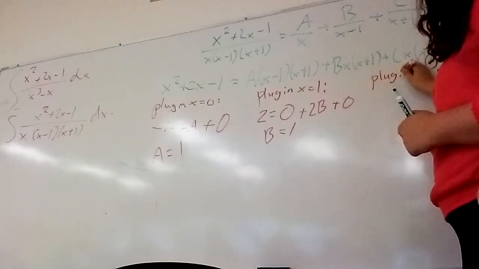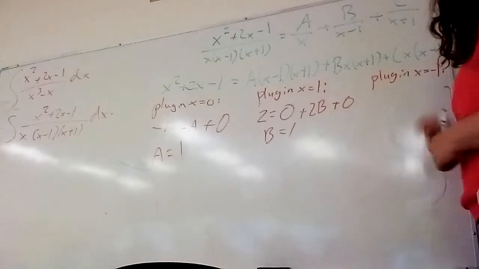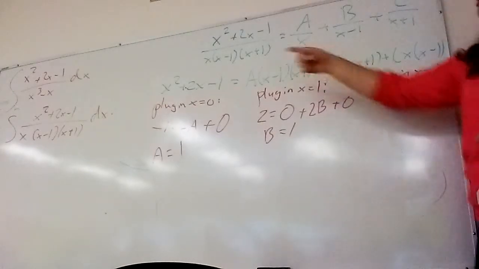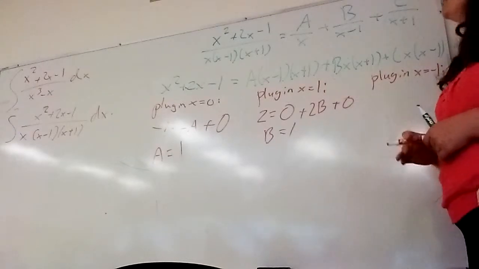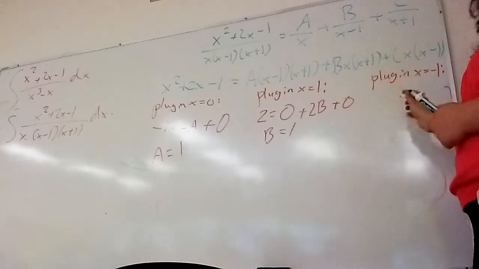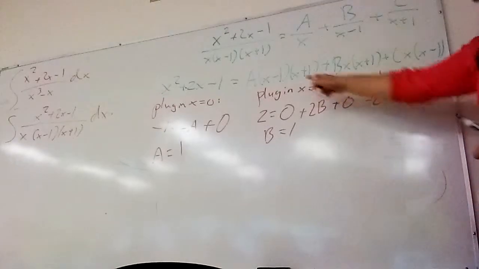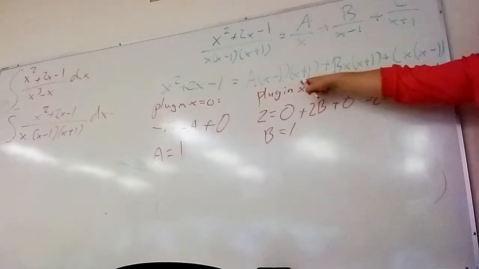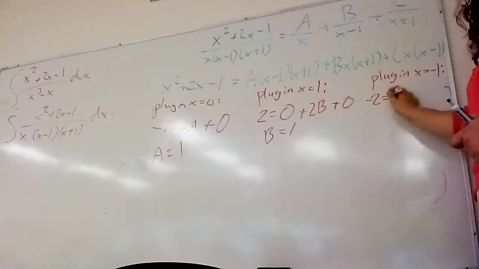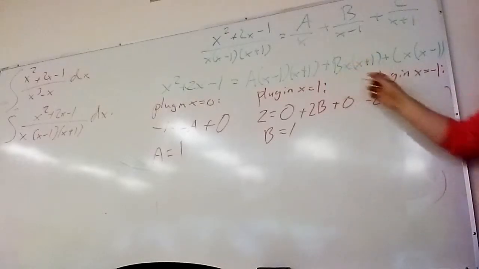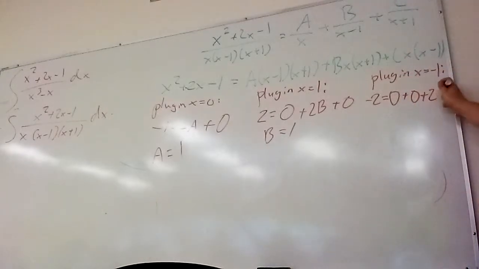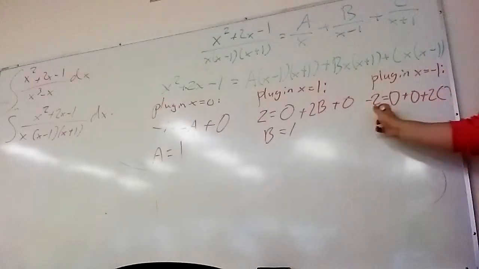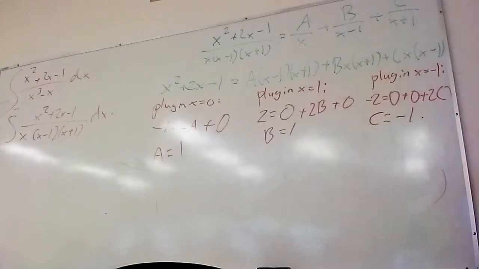And if we plug in x equals negative 1, on the left-hand side, negative 1 squared is 1, plus 2 times negative 1 is minus 2, minus 1, which gives you negative 2. Here, if I plug in x equals negative 1, this x plus 1 will be 0, so we get a 0 here. This x plus 1 will be 0, so we get a 0 here. Here we have a negative 1 and a negative 2. Negative 1 times negative 2 is 2. So we have negative 2 is 2c, so c is negative 1.